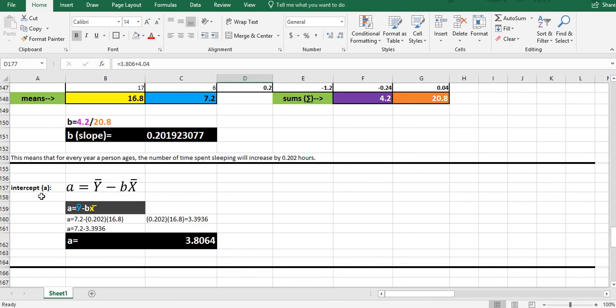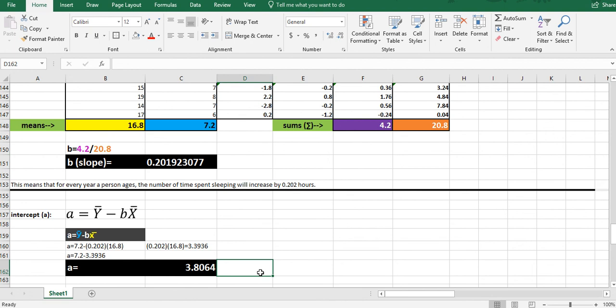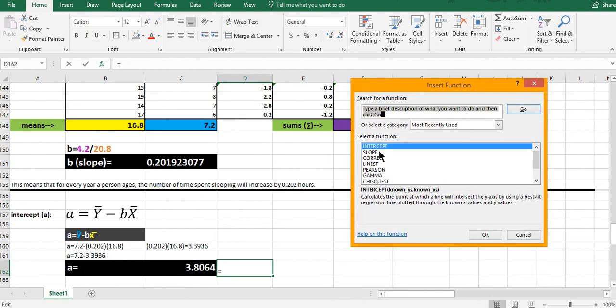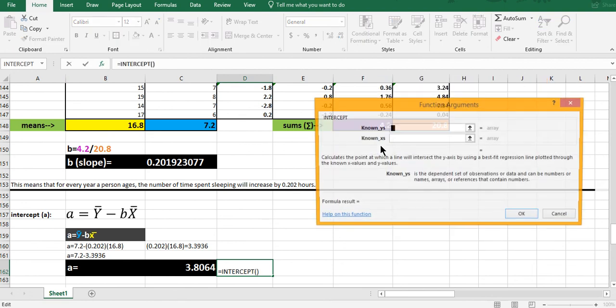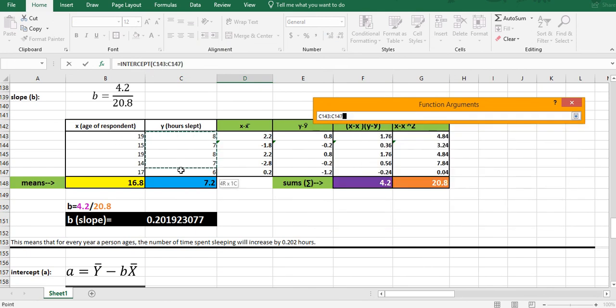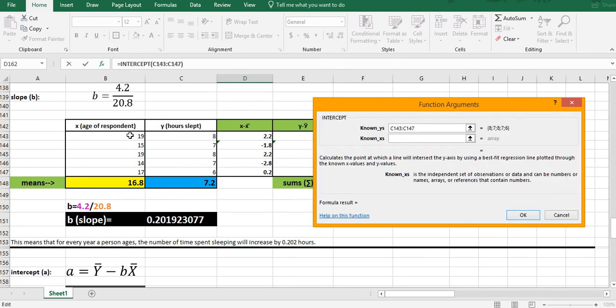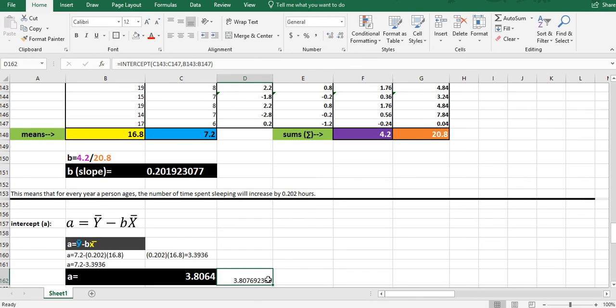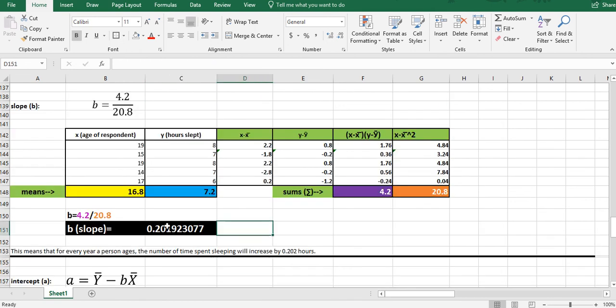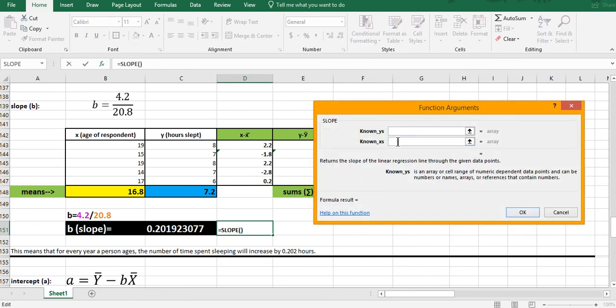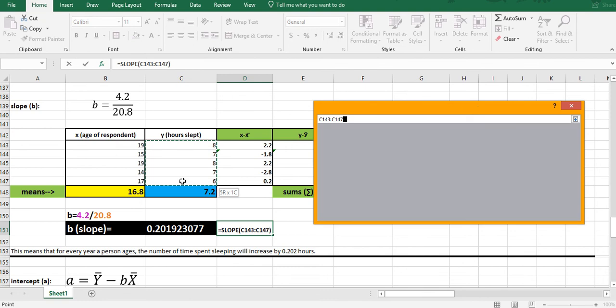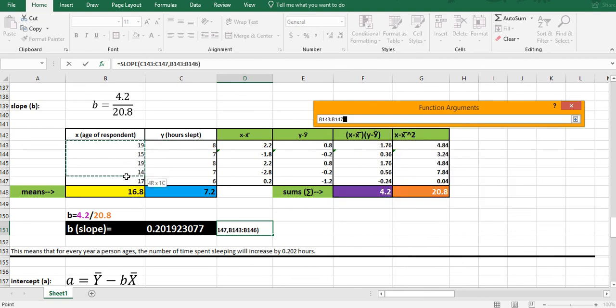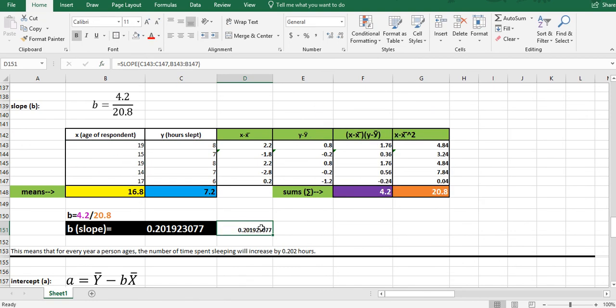And then remember, you could check your intercept using the functions in Microsoft Excel. Intercept, known y's, known x's. So I'm sure that has to do with rounding, what that should do. Okay, and then for this one, it's slope. So slope, known y's, known x's, 0.202.